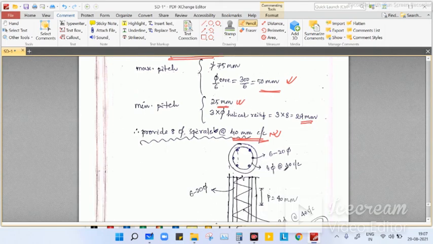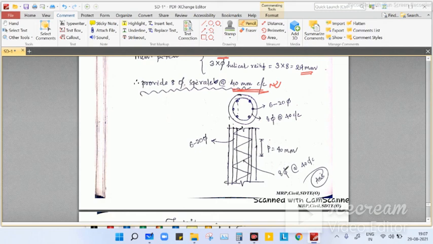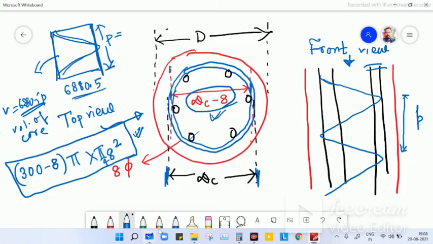So you can see here the arrangement. This is the main bar, 6 bars of 20 mm diameter. You can see here, this is the main bar. So this is the 20 mm diameter bar, and the pitch is 40. The spiral diameter is 8. Okay, this is all about our circular column design. Thank you.